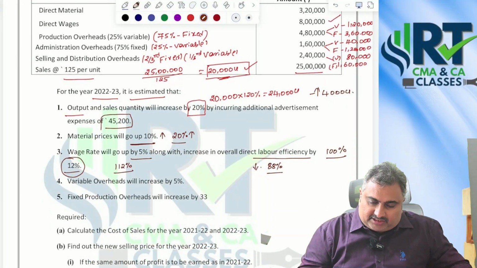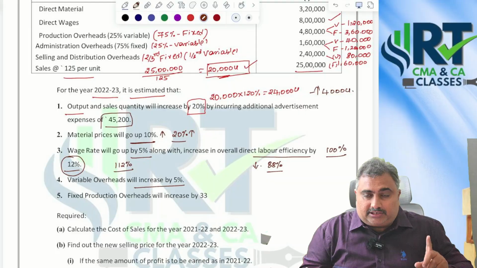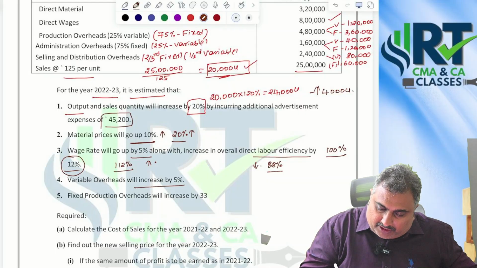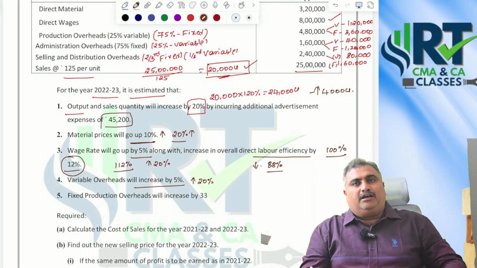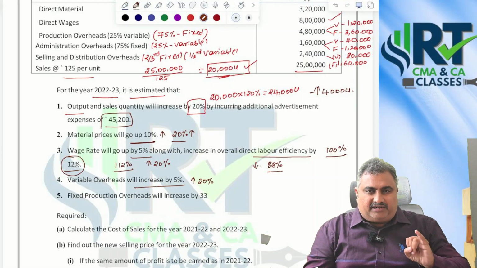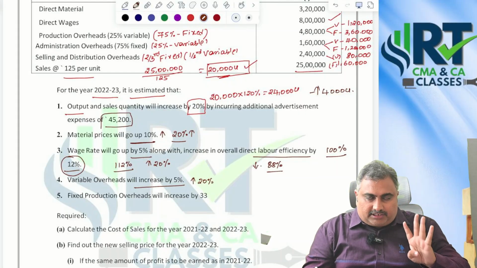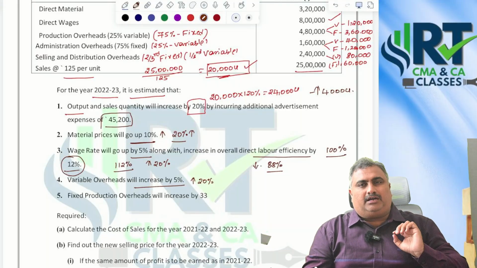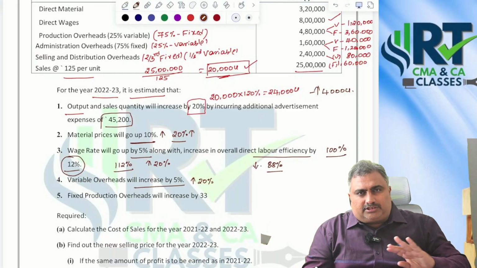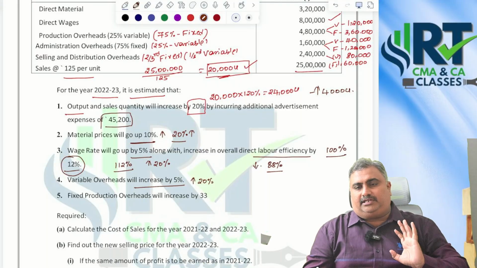That's it. Next, variable overheads increased by how much percentage? 5%. So don't confuse. Here also your cost will increase by 20% extra, because output has an impact on all variable costs, whether it is material, whether it is direct wages, whether it is variable production overheads, whether it is administrative overheads, variable selling overheads. In all these situations, all the variable costs will increase by 20% itself.